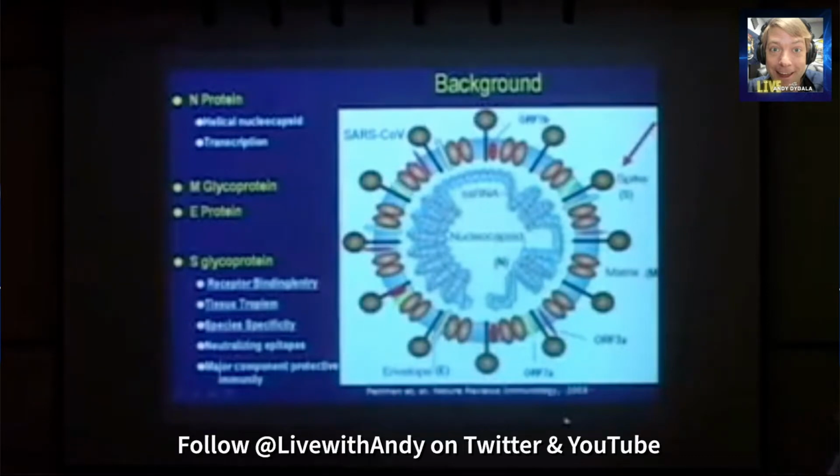The second viral protein of interest for today's talk is the S glycoprotein gene, shown right here, which gives the virus its unique appearance in the electron microscope. It's the viral attachment protein that binds to the receptor to mediate docking and entry into the cells. It regulates tissue tropism and species specificity. It contains a large number of important neutralizing epitopes, and it's the principal component of protective immunity.